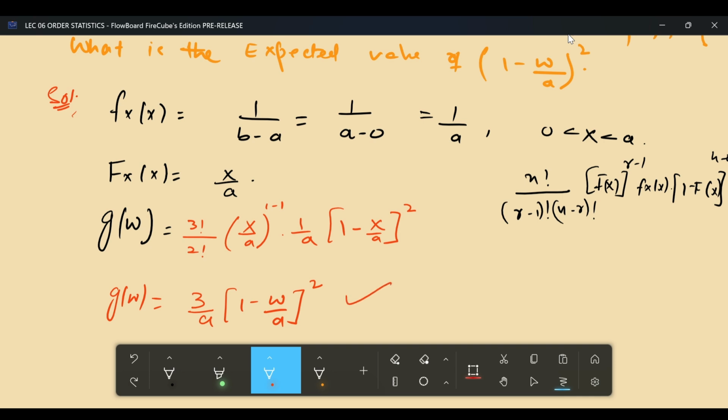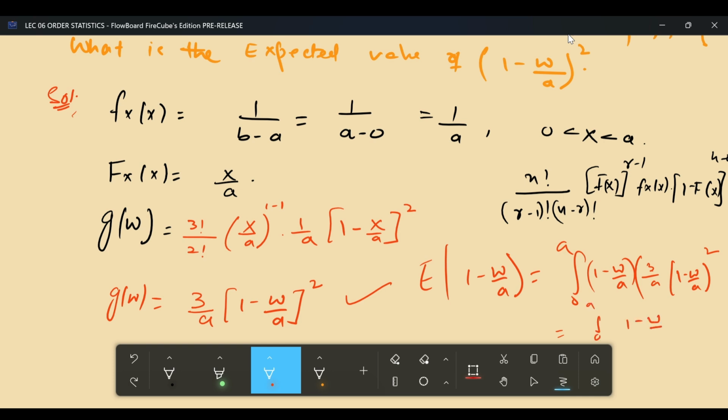And then find the expectation of 1 minus w by a. So this is equal to the integral from 0 to a of 1 minus w by a into 3 by a into 1 minus w by a whole square, which is the integral from 0 to a of 3 by a into 1 minus w by a whole cube dw. So you find this, then you will get the answer, right?